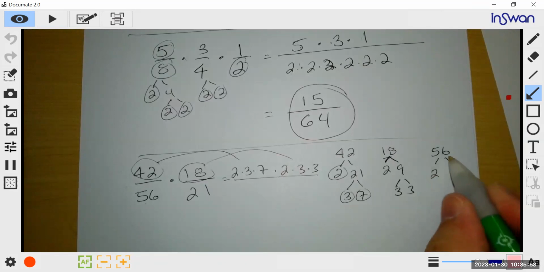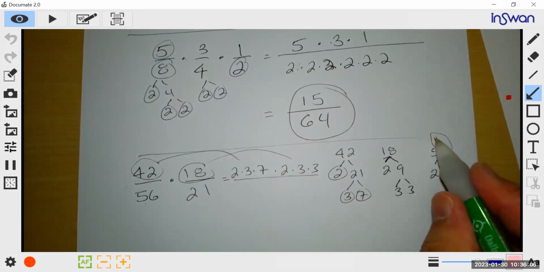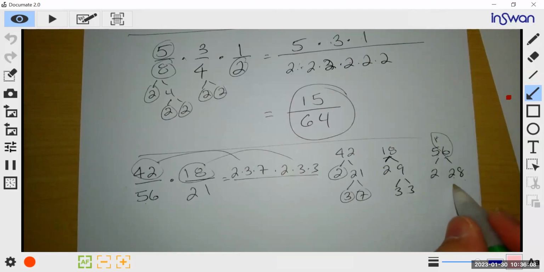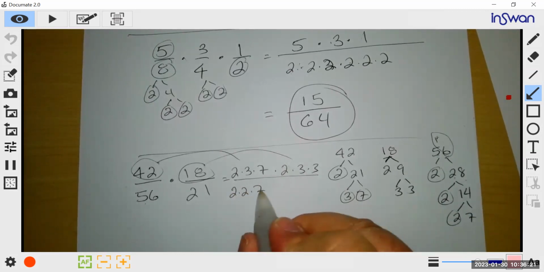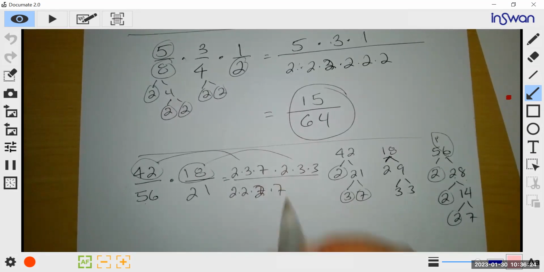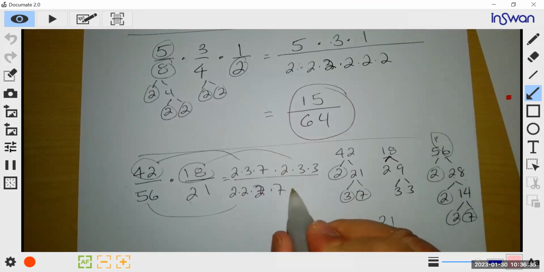56. 2 goes in there. 2 goes into 5 twice with 1 left over. 2 goes into 16 8 times. 2, 14, 2, 7. 2 times 2 times 2 times 7. So that's 56. 21 is 3 times 7.